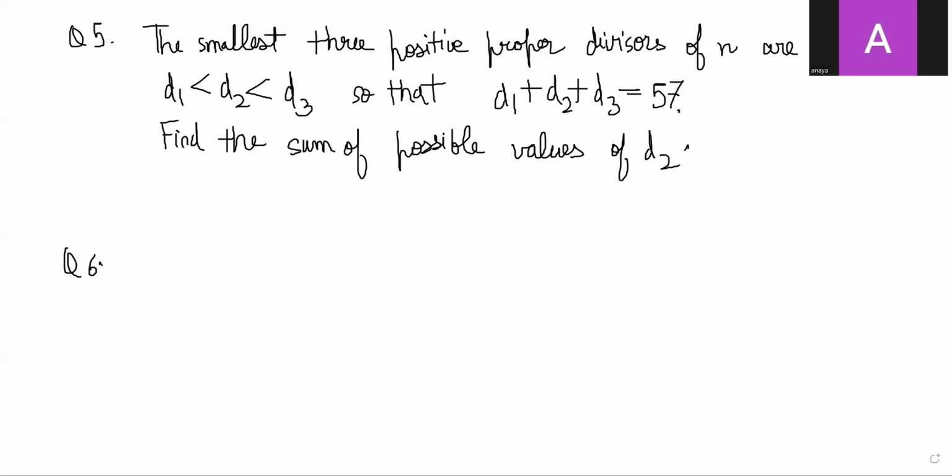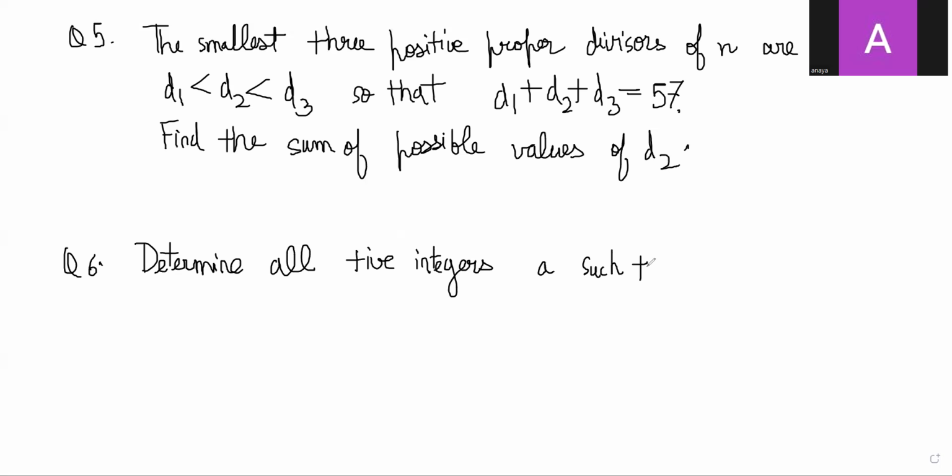That's the first question, and you can try that later after the class. The next question is: determine all positive integers a such that a is less than 100 and a cube plus 23 is divisible by 24.